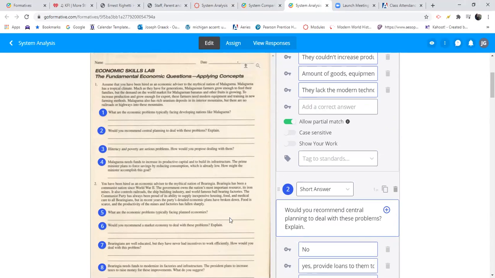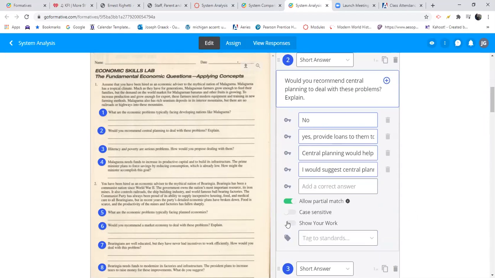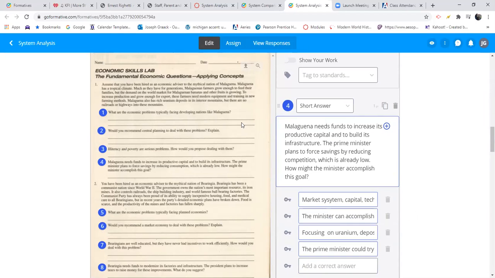So the government owns the nation's most important resources, the iron mines. It controls the railroads, the shipbuilding industry, and their ball bearing factories. Right? The Communist Party has always been proud of its ability to supply inexpensive housing, food, and medical care to all. But in recent years, the party's economic plans have broken down. Food is scarce. Productivity of mines and factories have fallen sharply. What would you recommend they do to increase that?